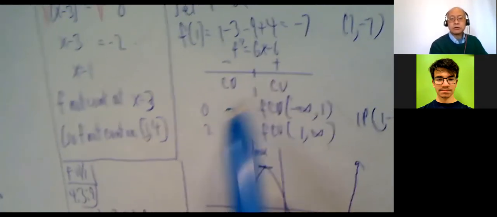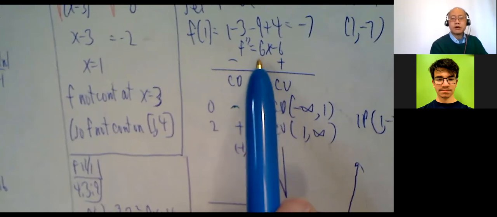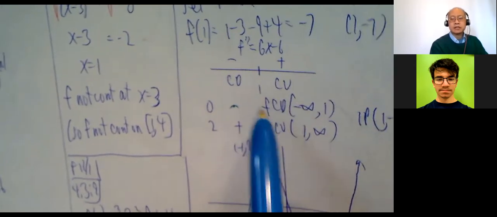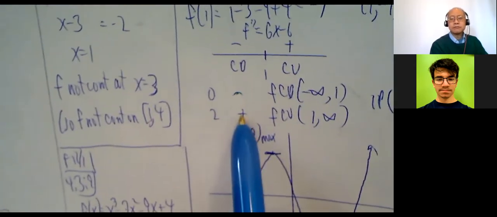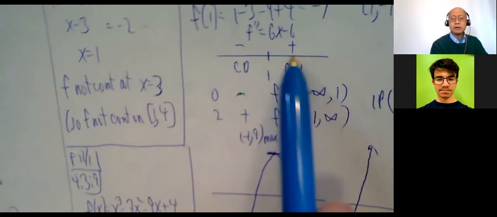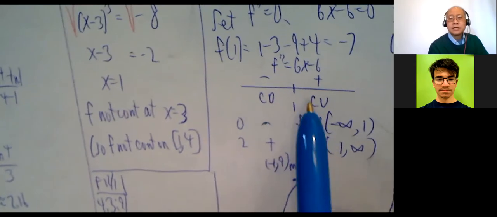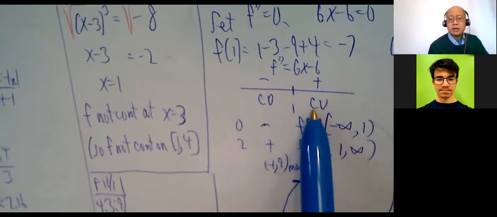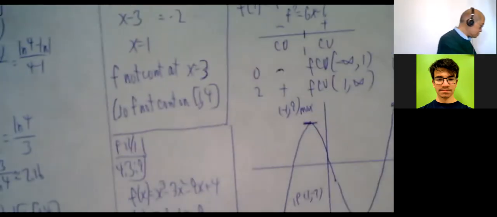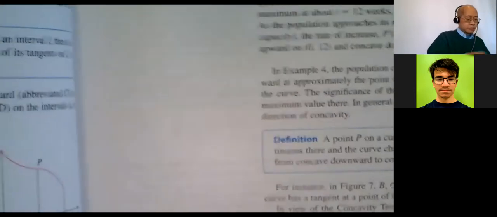Then I plug in 2. 6 times 2, 12. Minus 6 is 6. Positive. Second derivative negative, concave down. Second derivative positive, concave up. From yesterday.